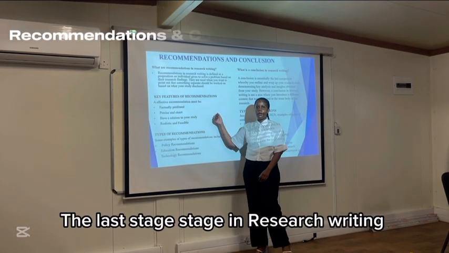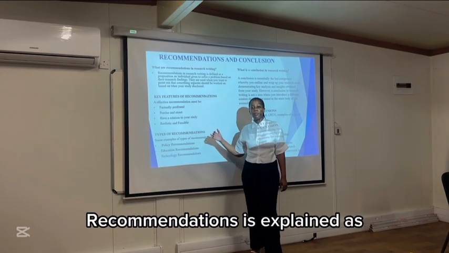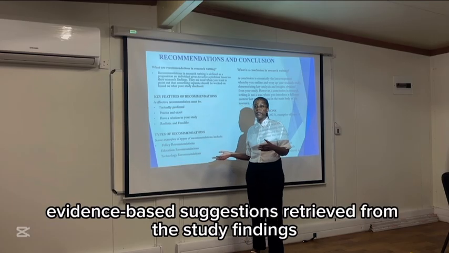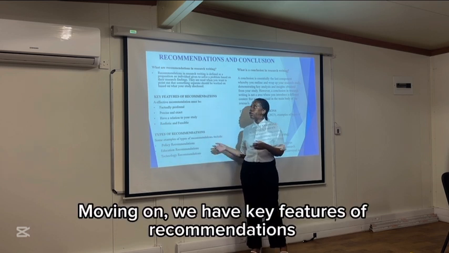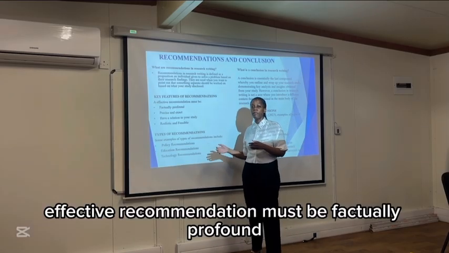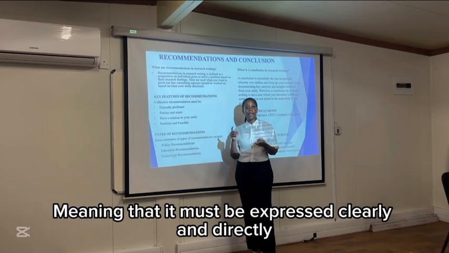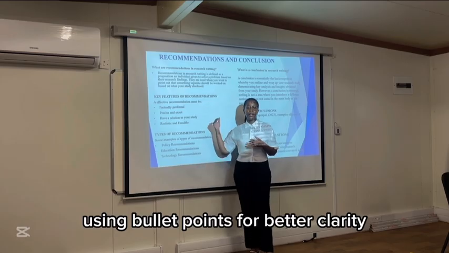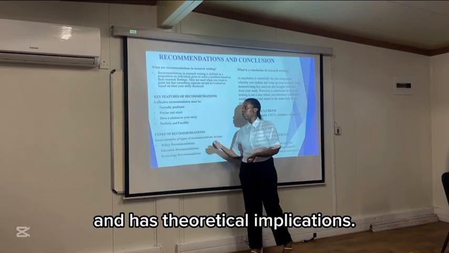The last stage in research writing is recommendations and conclusions. Recommendations are explained as evidence-based suggestions retrieved from the study findings to address a research problem and to fill in knowledge gaps. Moving on, we have key features of recommendations. An effective recommendation must be factually profound, realistic, and feasible, meaning that it must be expressed clearly and directly, using bullet points for better clarity, evidently linked to the study, and have theoretical implications. We also have types of.